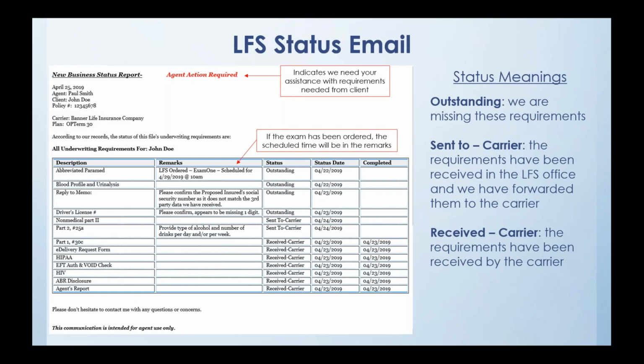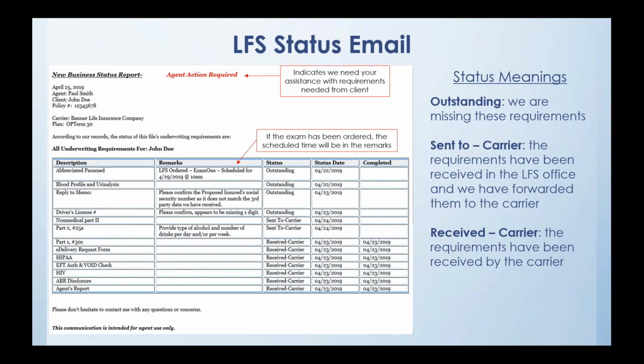At the top, you'll see in bright red, it says agent action required. Obviously, that just means either we here at LFS or the carrier needs something from you, the agent. And so we have the status column, which is the third column in from the left. And on the far right-hand side, we have your descriptions of what each one of these means. You've got outstanding, sent to carrier, and received by carrier.